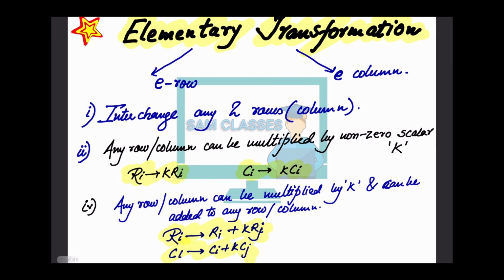Coming to the next part, elementary row transformations. We have 3 things which we can do, 3 rules we need to follow. Very simple, basic 3 rules.